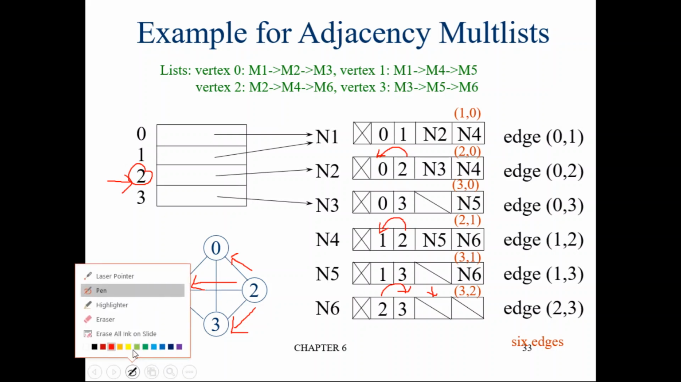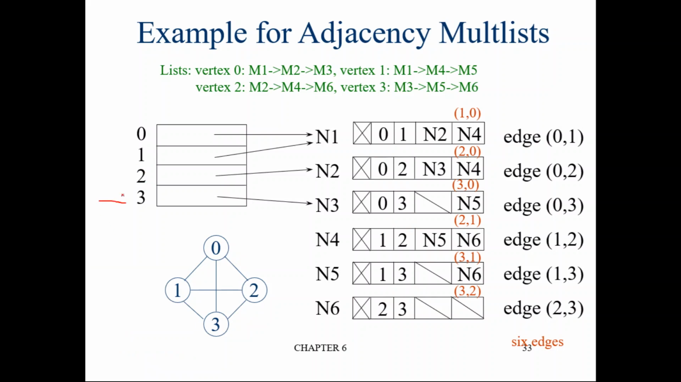Now coming to vertex 3, it is pointing to N3. Here you have 0 to 3, but what is our source? 3. So we should take it as 3 to 0. So 3 to 0 we have identified. Next, which pointer do we follow? If it is 0 to 3, you follow this; for 3 to 0, you follow this. So that says go to N5.